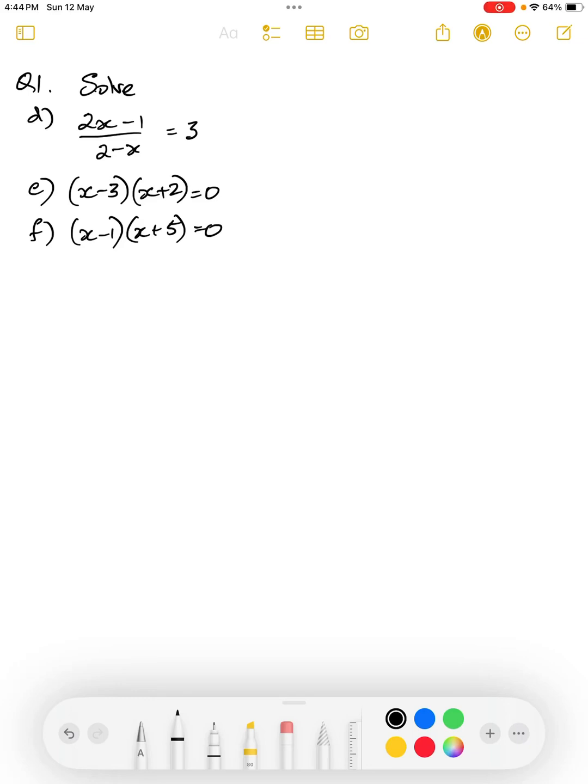Here we have three equations that you have to solve, and the trick with the first one is that it does have a denominator, so the objective is to get rid of the denominator. And parts E and F, give it a try.